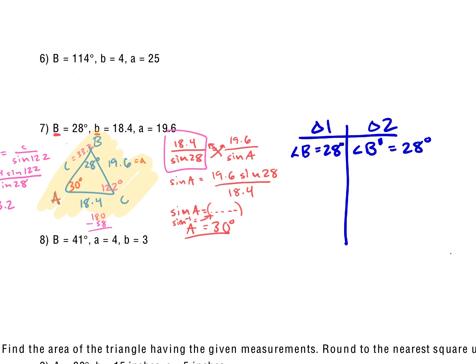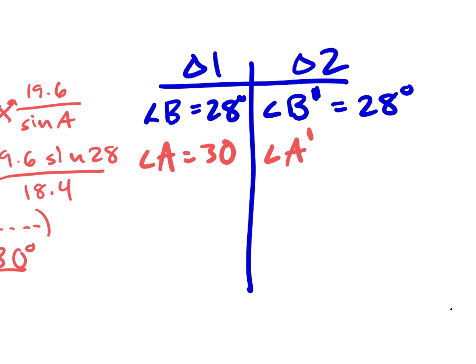What was the next thing that we found in triangle 1? Angle A. So angle A was 30 degrees. So what would my angle A in triangle 2 be? 150. How did you find 150? Awesome. We do 180 minus angle A, and that gives us angle A in triangle 2. So it'll be 150.